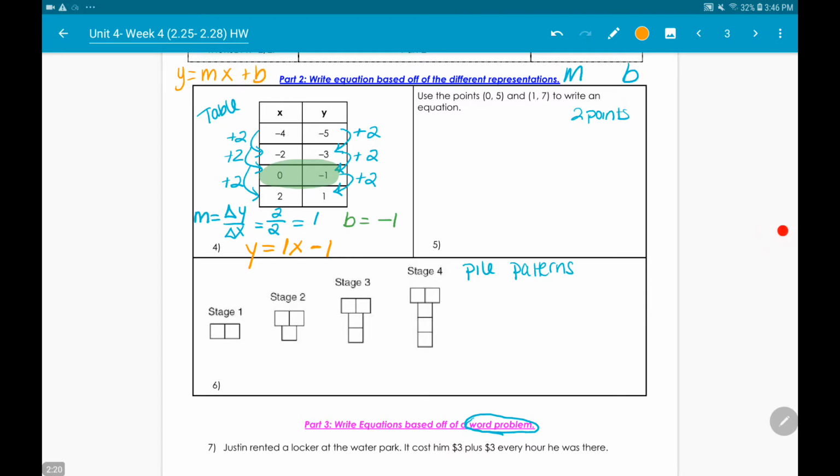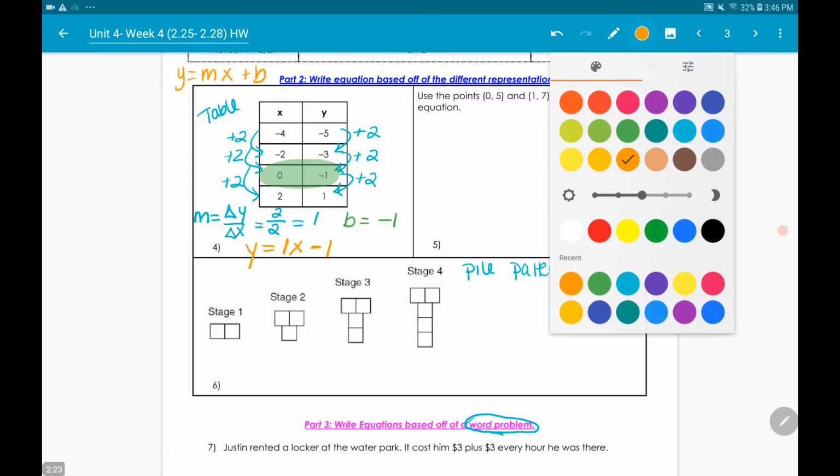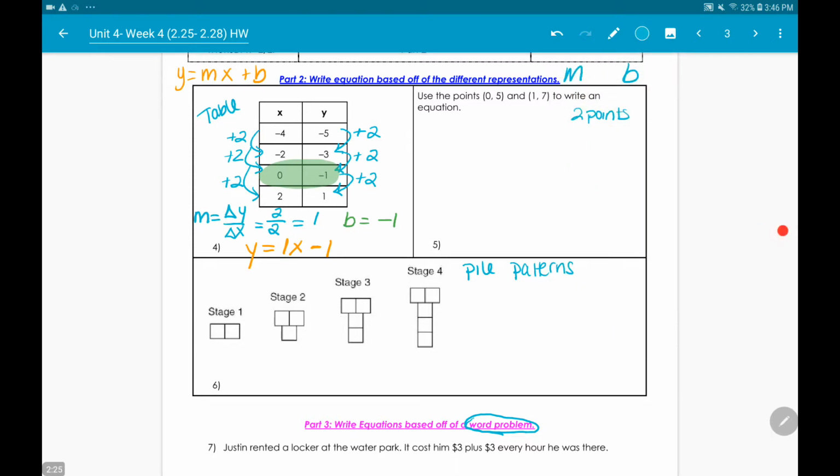Okay. Number 5, from 2 points. Points laid out like that aren't going to help me, so let's make a table to help us. So we have 0 and 5, and then we have 1 and 7. Again, m is going to come first, so let's find the slope. From 5 to 7, we're adding 2 on the number line. From 0 to 1, we're adding 1 on the number line. So m, remember, is y over x, which is 2 over 1, which is 2.